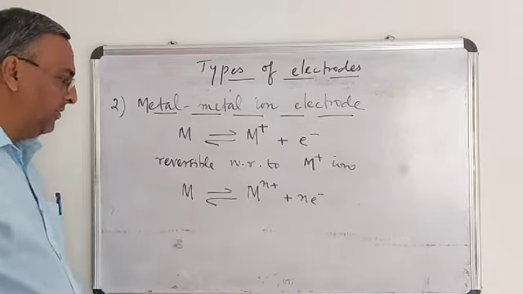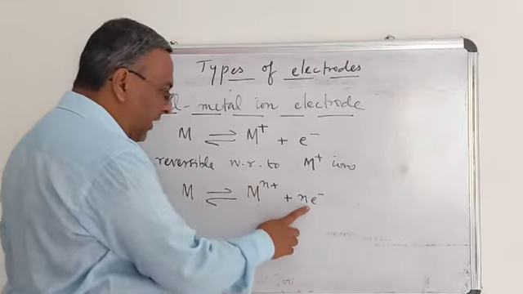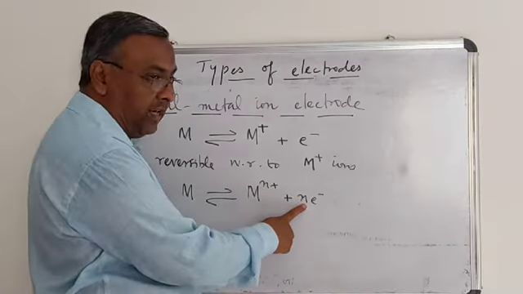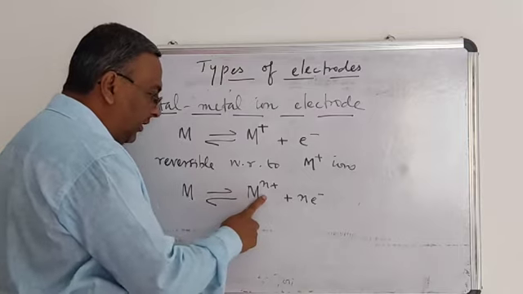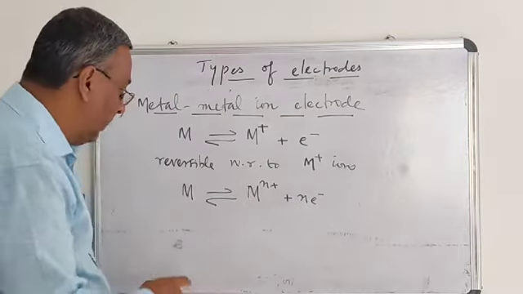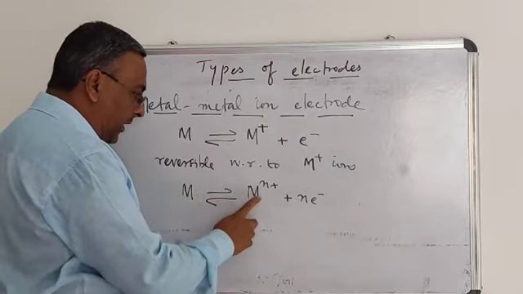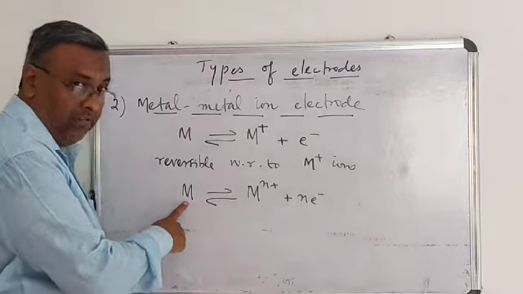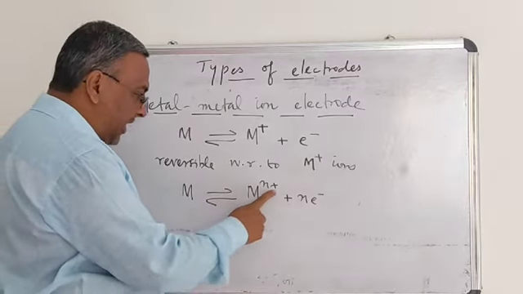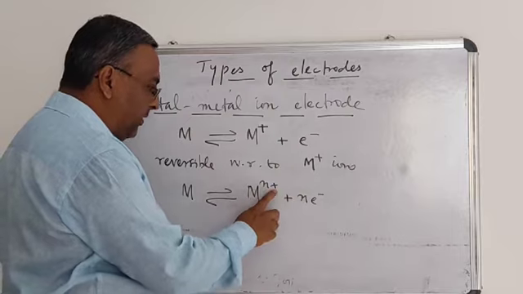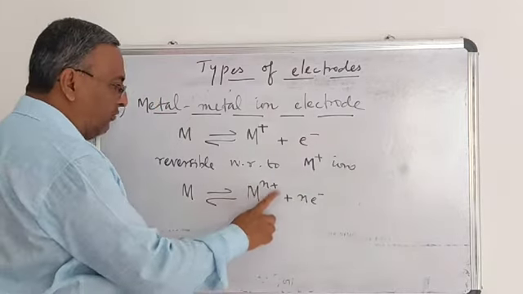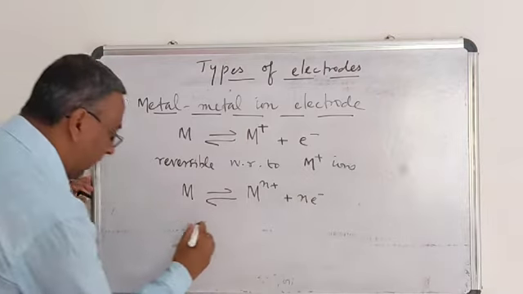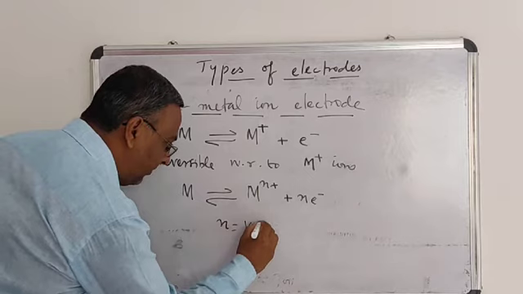If any metal has valency 2, then it will liberate 2 electrons. If it has 3, then it will liberate 3. For example, zinc gives Zn2+ plus 2 electrons. If it is aluminium, it will be Al3+ plus 3 electrons. If it is silver, then Ag gives Ag+ plus an electron, which means silver has 1 electron. So n is nothing but the valency of the metal.